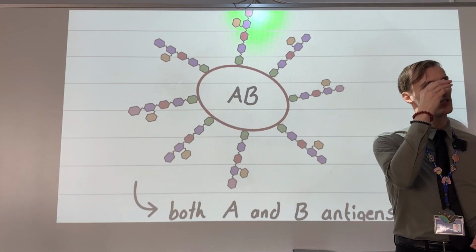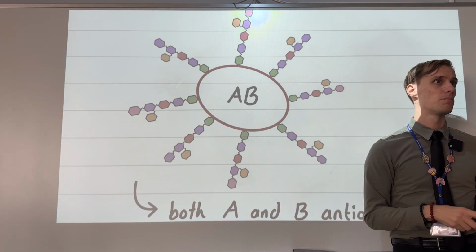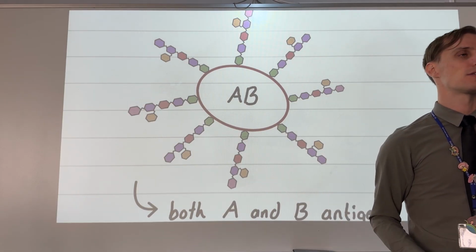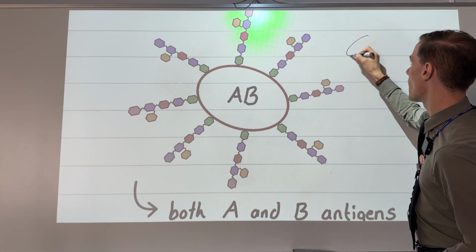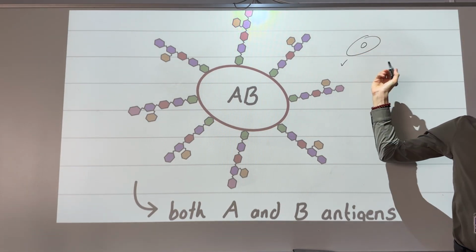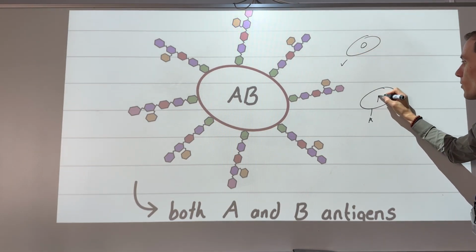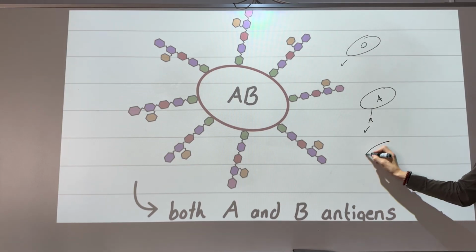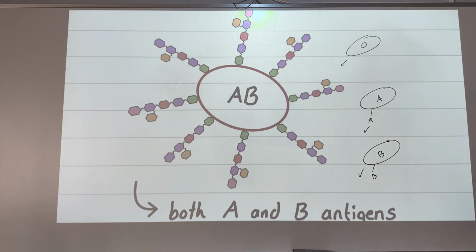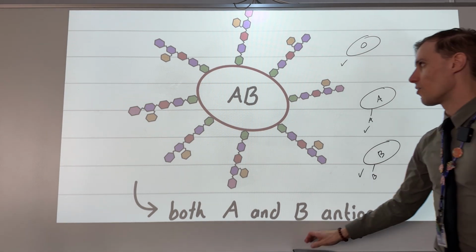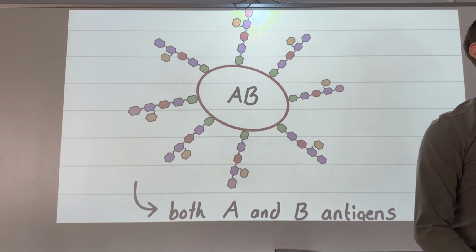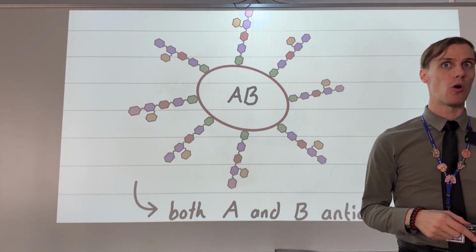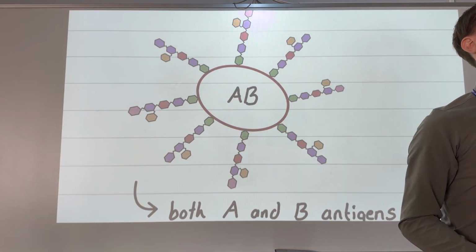Type AB is known as the universal recipient because anyone can donate to type AB, because nothing will be deemed as foreign. If someone with type O donates, fine. If someone with A donates, fine. If someone with B donates, fine. Nothing is deemed as foreign. However, they can only donate to AB individuals, because if they donate to A or B or O, something is going to be identified as foreign.